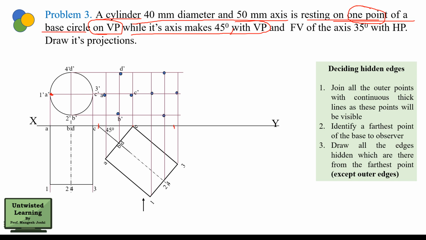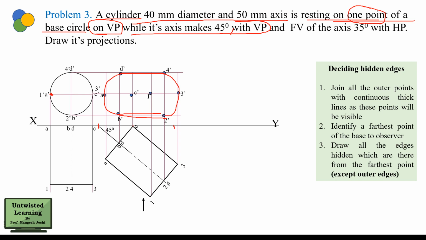So you have these points: 4 base points, 4 top points. Now again the outline will be joined with dark lines. So this is the outline. Since it is a cylinder, you have to join with a curve. Similarly, in the case of a cone, you have to join with a curve. Okay, this is the outline.